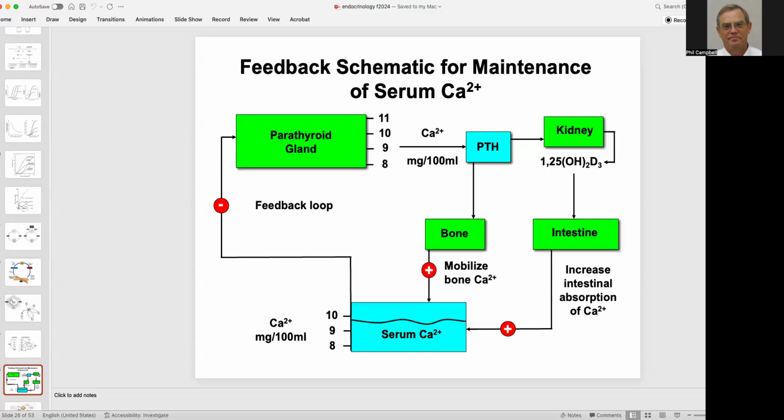Okay, so let's look at these individual control systems. I'll give you some examples. We'll start with a simple one. This is maintaining calcium homeostasis. Why do we need calcium? You already have some idea. Remember, calcium is critical for neuron communication.